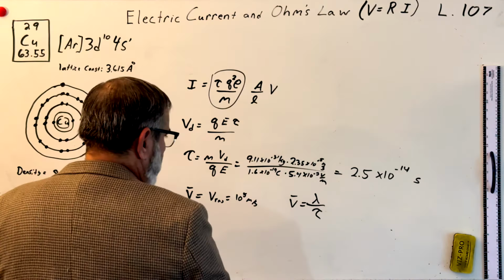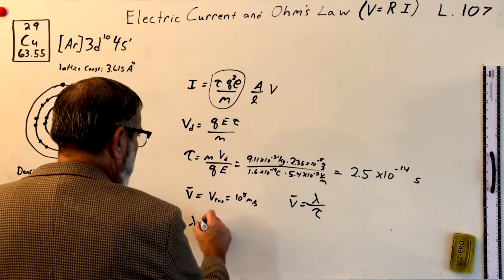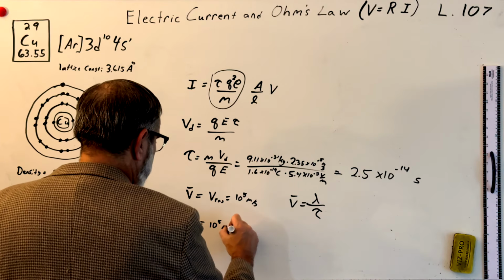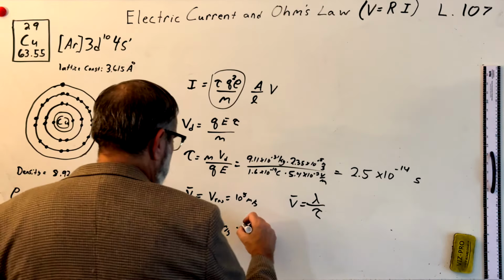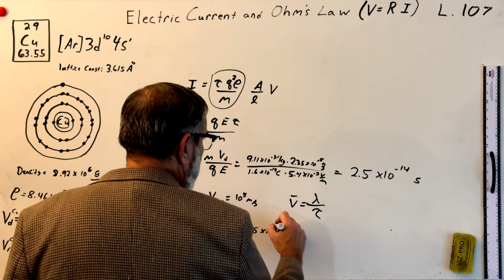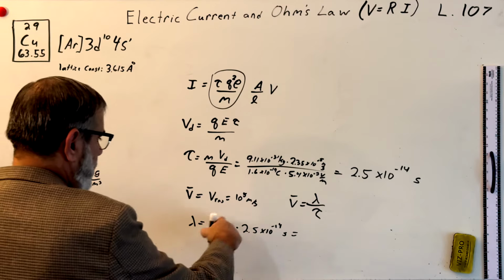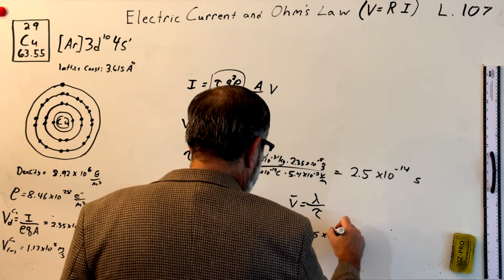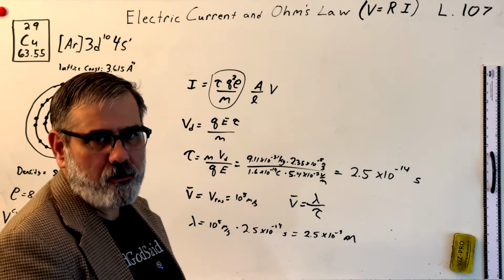And we can solve for lambda here, right? So this mean free path is equal to this velocity, 10 to the 5 meters per second, times tau, this time between collisions, which is 2.5 times 10 to the minus 14 seconds. Minus 14 and 5, that's going to be minus 9, so this is 2.5 times 10 to the minus 9 meters, which is 2.5 nanometers, okay?